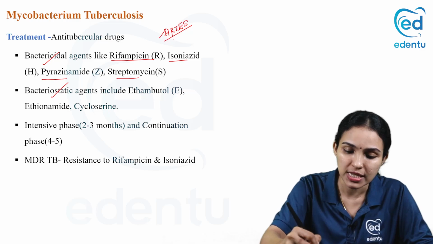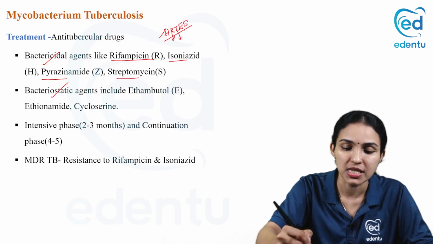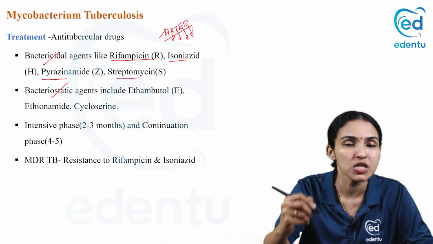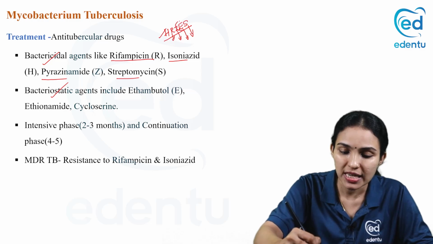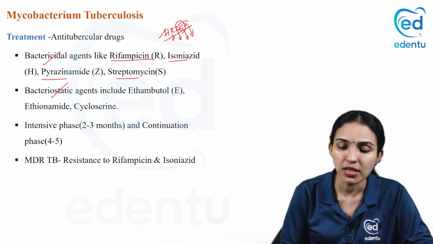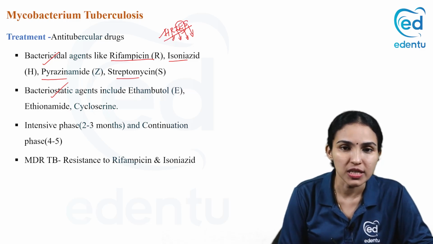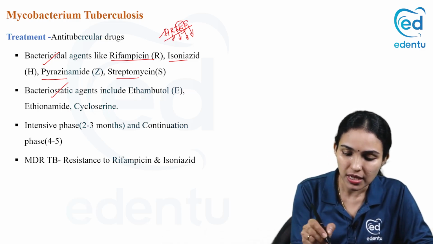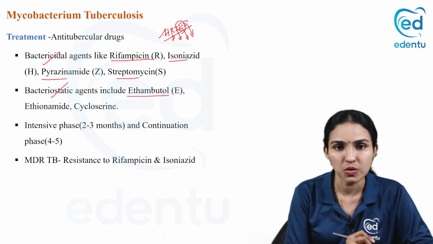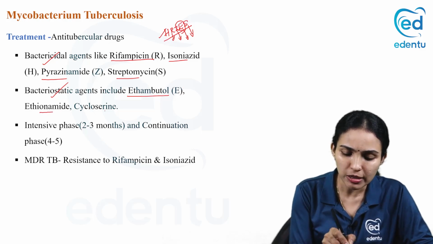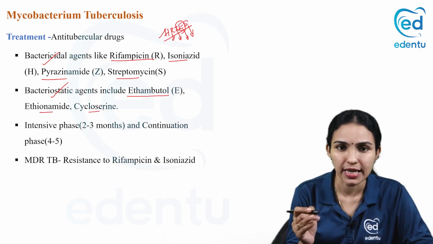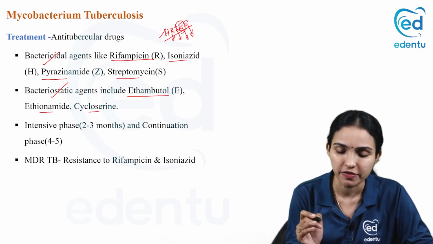H is for isoniazid, R is for rifampicin, Z is for pyrazinamide, E for ethambutol, and S for streptomycin, of which only E is the bacteriostatic drug. All others are bactericidal drugs: rifampicin, isoniazid, pyrazinamide, and streptomycin. And remember, ethambutol is a bacteriostatic drug. Ethionamide and cycloserine are second line drugs. We can just remember the first line drugs.